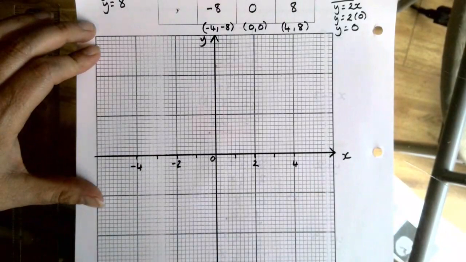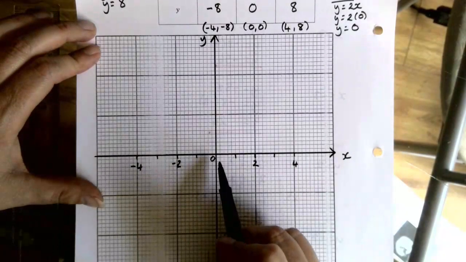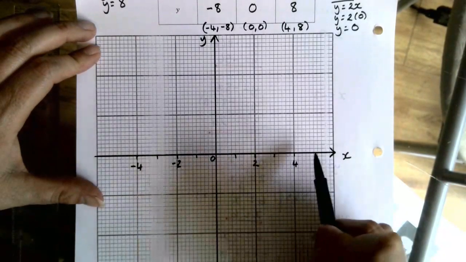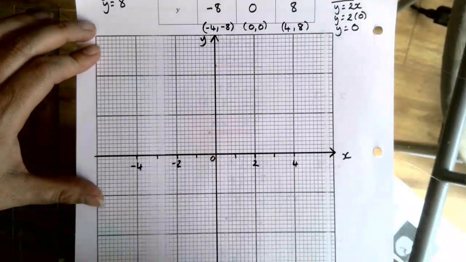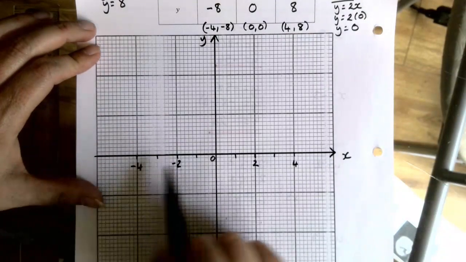Remember, whenever you're doing scales, it is so important that you are consistent the whole way along. So the same number of squares representing 1 for the entirety of the scale. So that's our x scale.